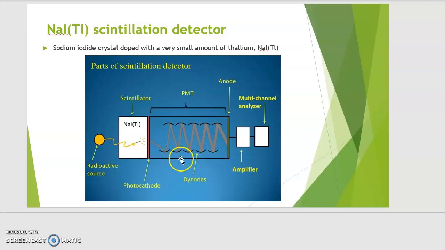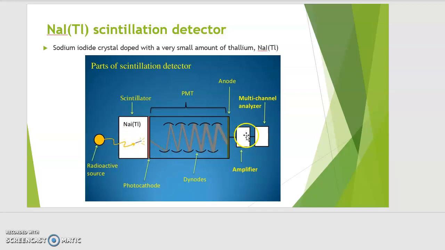And these, you see, these are the diodes, and every time there is a reflection, more and more electrons will be emitted from the diodes. Eventually this is connected to a circuit and the amplifier, and the current is proportional to the energy of the gamma ray energy source. That's how we measure the energy.